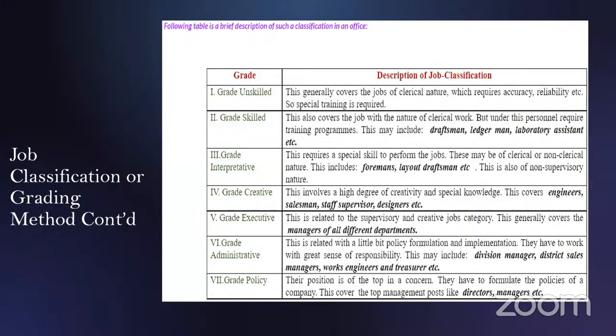Now, you see this example of what we have here. Grade 1, unskilled; grade 2, skilled; grade 3, interpretative; grade 4, creative; grade 5, executive; grade 6, administrative; grade 7, policy. That means this one has entered the directorate cadre. Okay, this one is a big man now. So this could be, and this is an example anyway, okay?